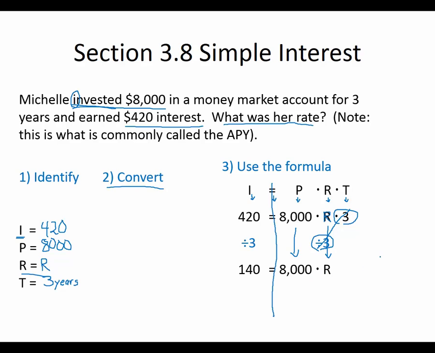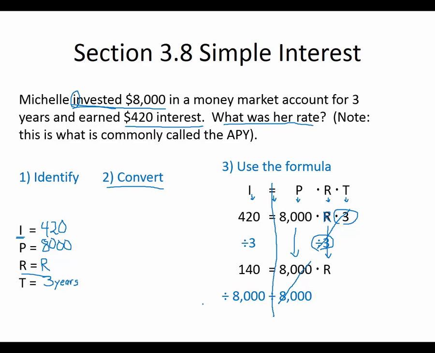Still one number to cancel out on the side with r. So again, I look on the side with my variable, the r, and I've got to cancel out that 8,000. That's over there with the r. To cancel out a times 8,000, you got it. Divide by 8,000, and you're going to do it on both sides of the equation. So divided by 8,000 over here, 8,000 divided by 8,000 just cancels out. Now 140 divided by 8,000 looks awkward, and it's going to give you a decimal.